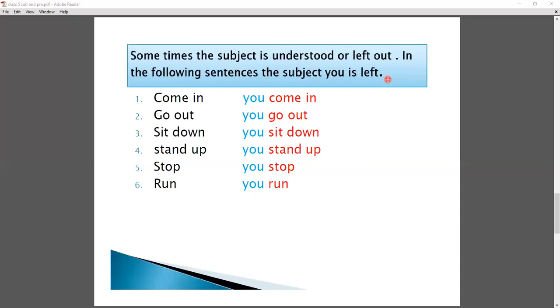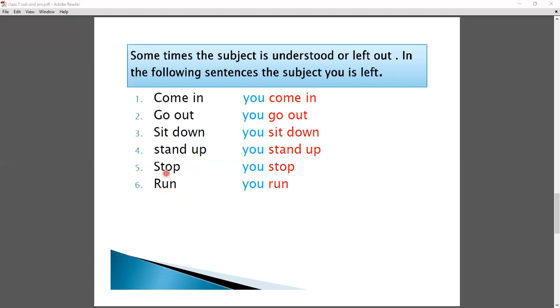So in the first sentence, come in. It may be, you come in. "You" is the subject and "come in" is the predicate here. But we left out this subject, you. Now the second is go out, you go out. Now we left out the subject, you go out. "You" has to be understood, which means you go out. The rest of the sentences are like that: sit down, stand up, stop, and run.